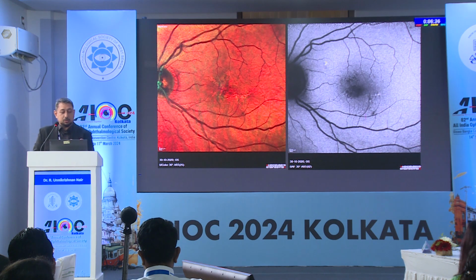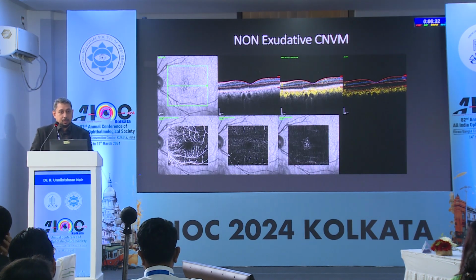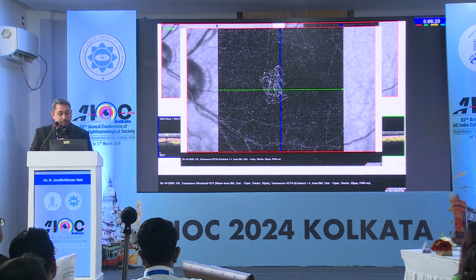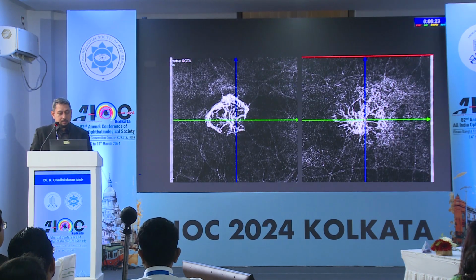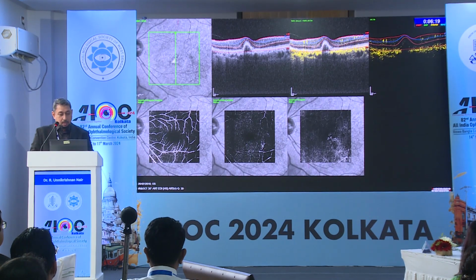These are other pictures here. You see the network. You see a slight double layer sign over there. And the OCTA picks up the membrane, a non-exudative CNVM. And on a closer look, it looks like a very frilly, lacy kind of membrane. So these are just pictures of the same. We'll just skip this.